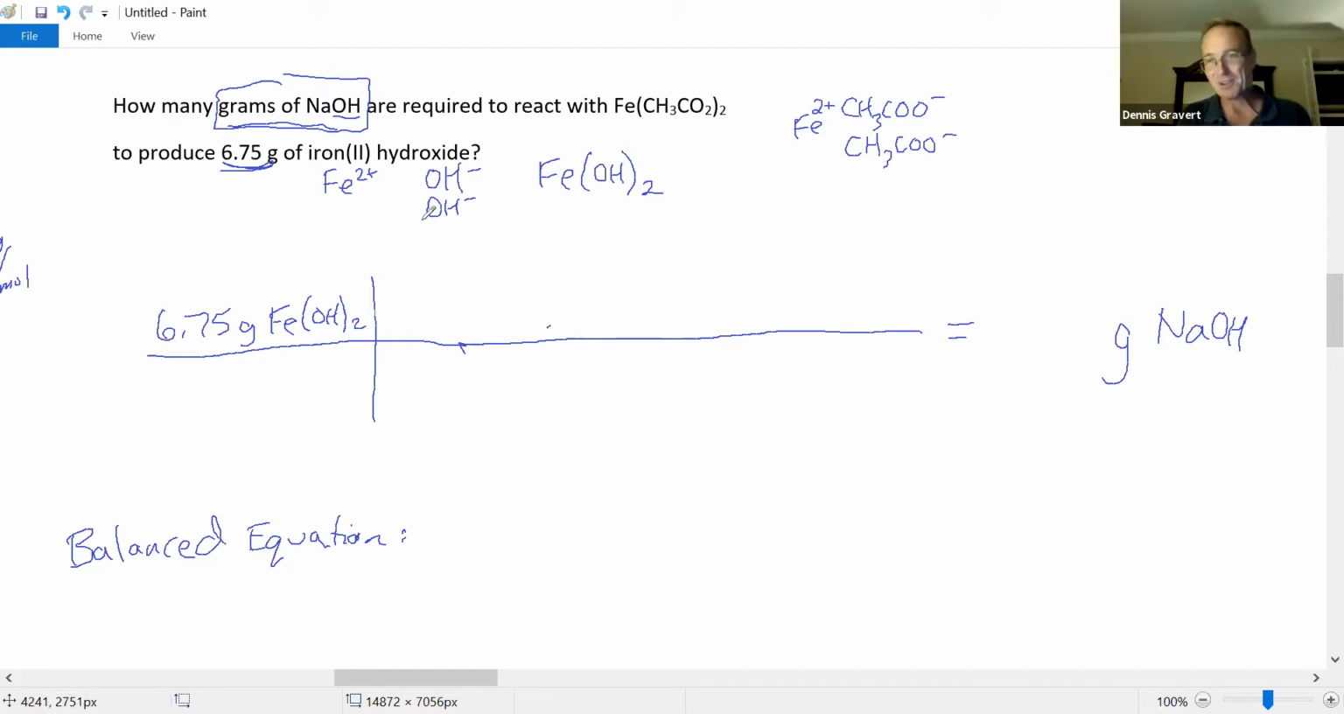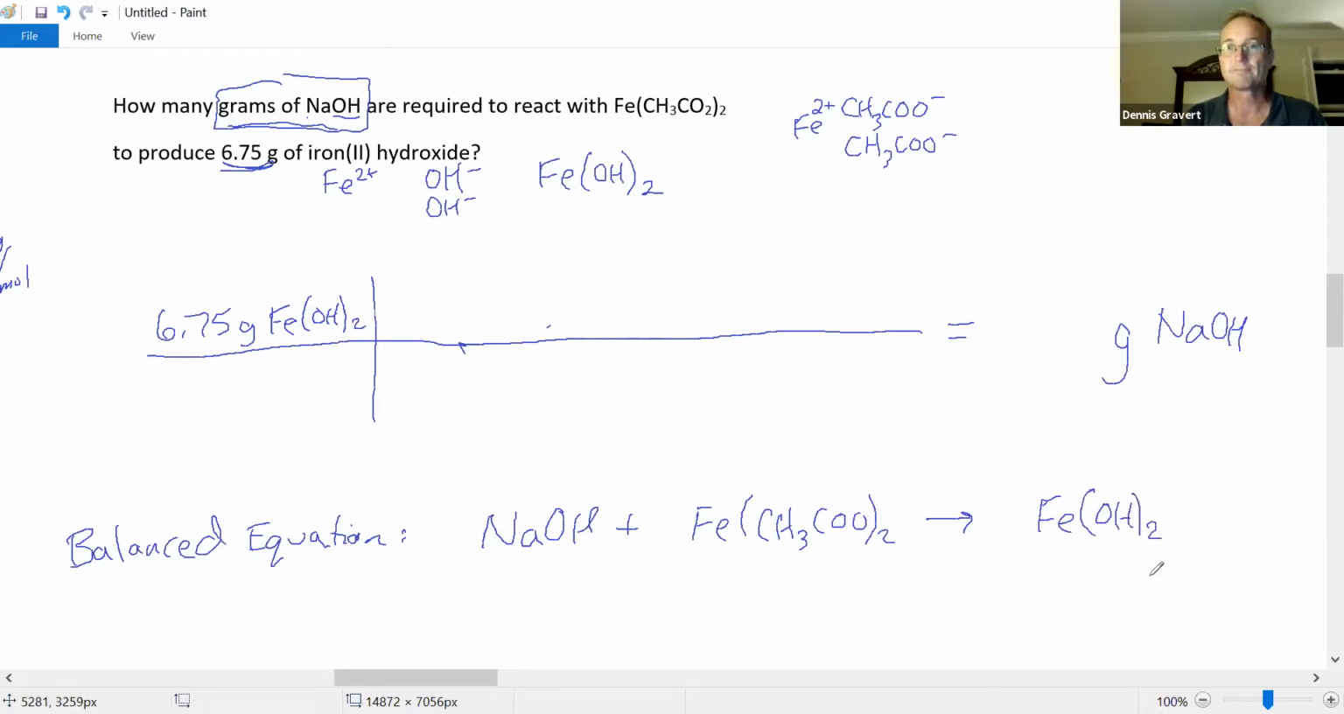Yeah, so this is where the review comes in. Okay, so what is the recipe here? Let's figure it out. Well, one ingredient, one reactant, is NaOH. It says how many grams of NaOH are required to react with iron acetate. That's a second reagent. And we're going to produce, that's what it says, 6.75 grams of iron hydroxide. Cool. Wait, we need it balanced.